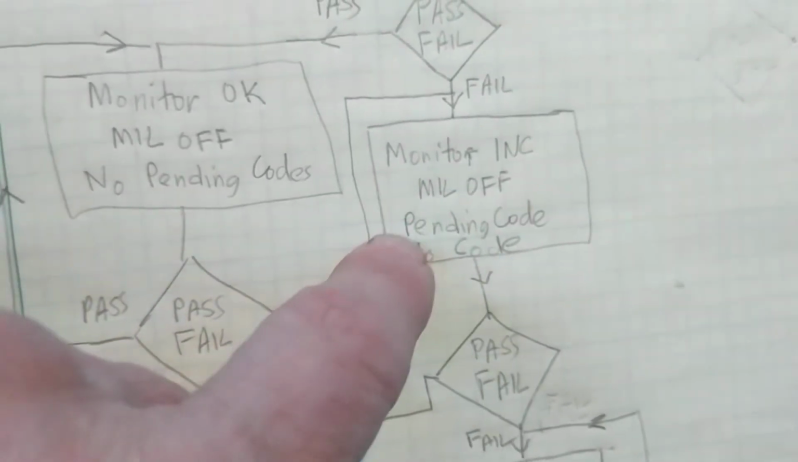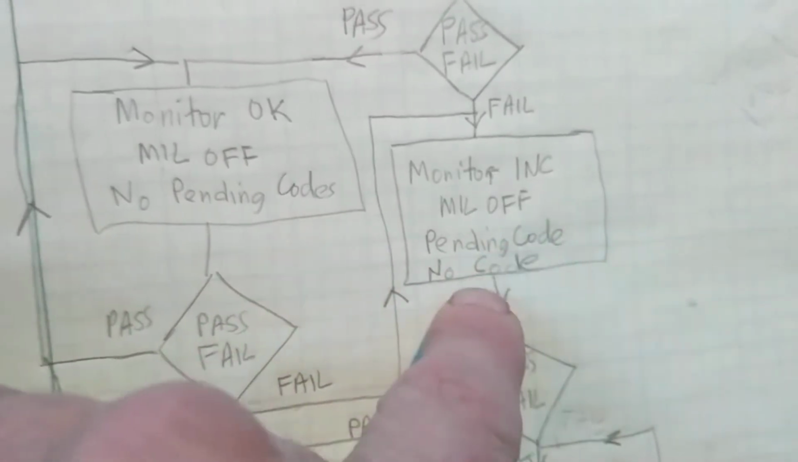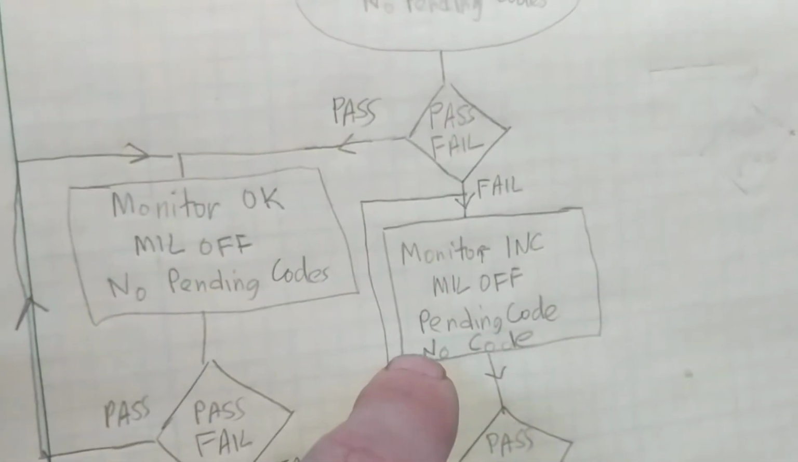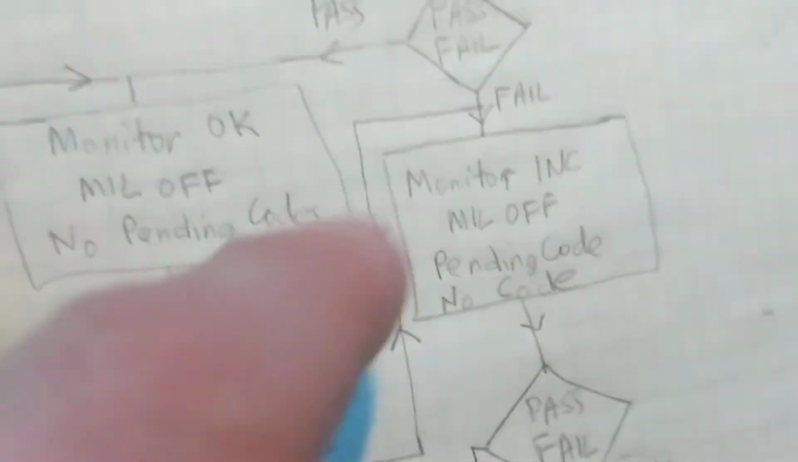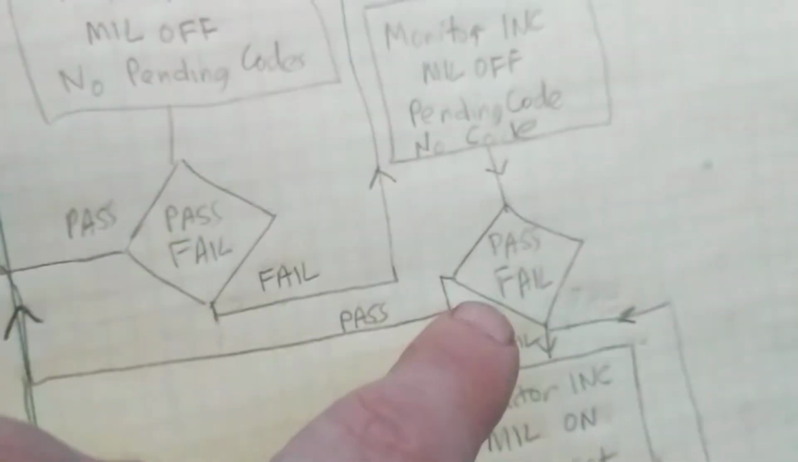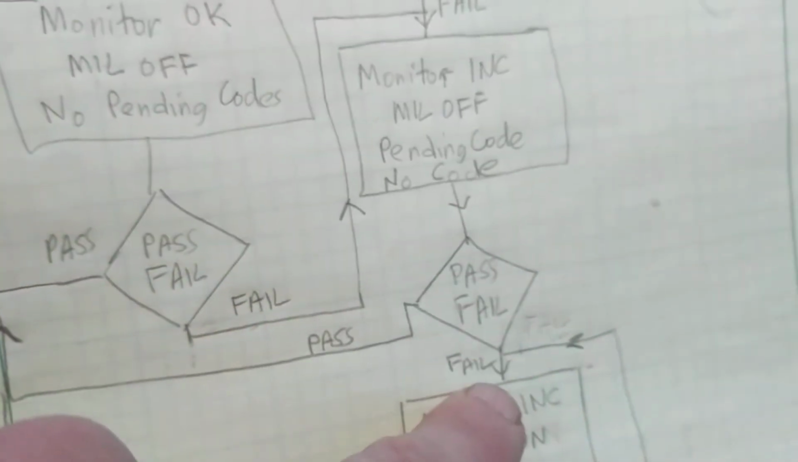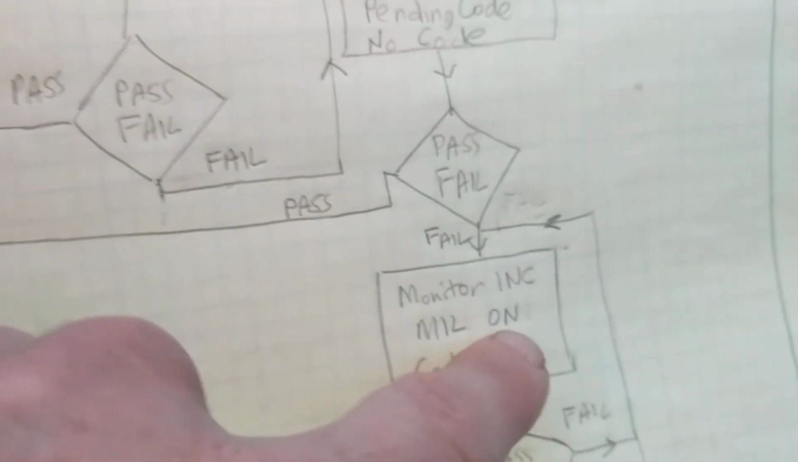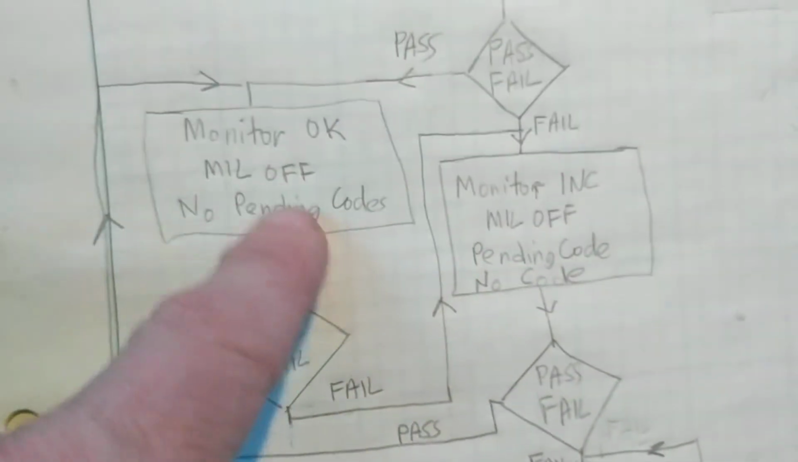The check engine light is off. There's a pending code. So you might say there's a code. Some people call that a soft code, as opposed to a hard code. In this case, the code I'm talking about is P0420. It's the catalyst code. There is a P0420 as a pending code. So you might say there is a code, but the check engine light is off. That's the important thing. Now, if it fails a second time, you're in trouble because the monitor is still incomplete and the check engine light is on. If it passes, you get out of jail and you go back to the monitor okay.